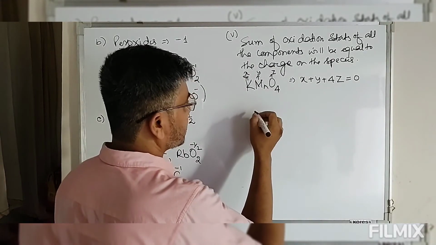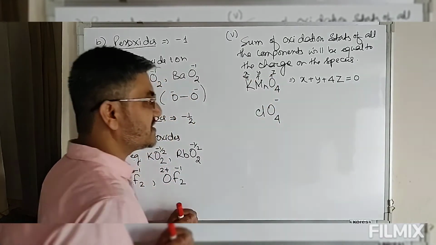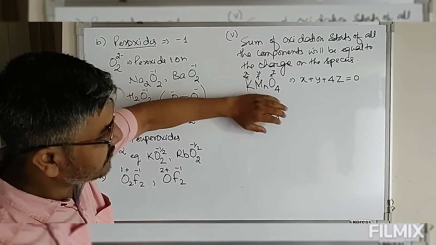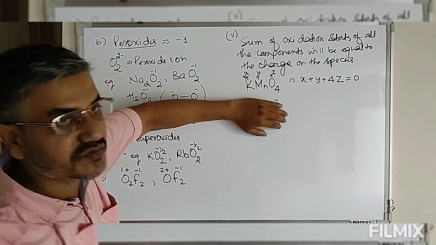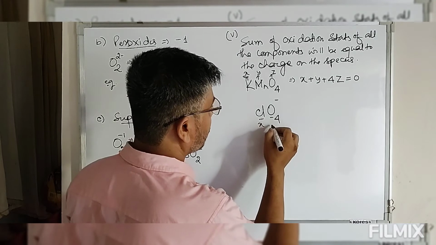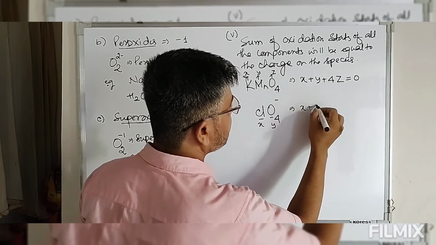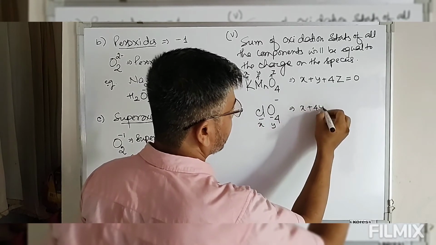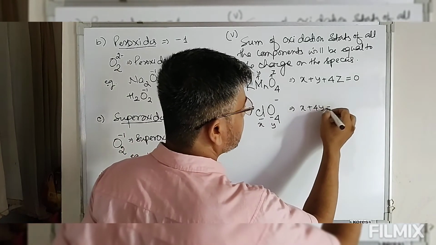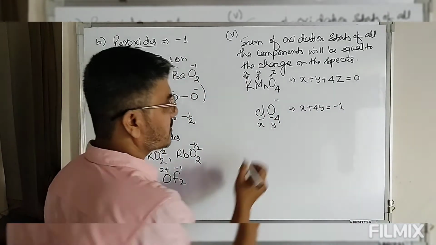Suppose we have this ClO4 minus. It has the combining atoms Cl and 4 oxygen, and a negative charge. Let's suppose the oxidation state of Cl is X and that of oxygen is Y. Then the rule says X plus 4 times Y, the total oxidation state of 4 oxygen plus 1 chlorine, equals minus 1, because this species carries minus 1.